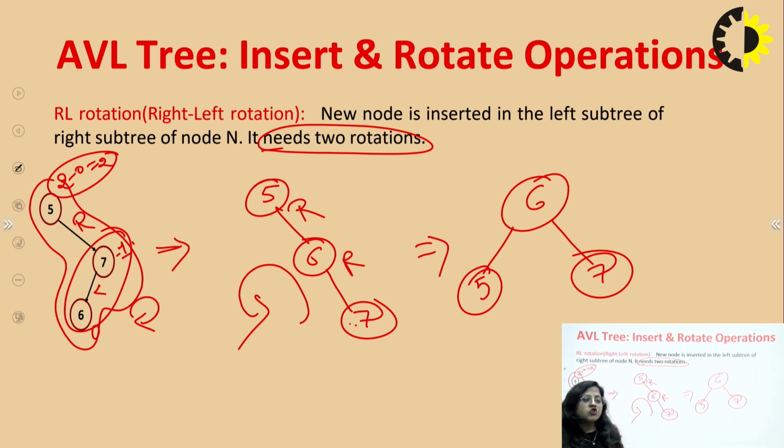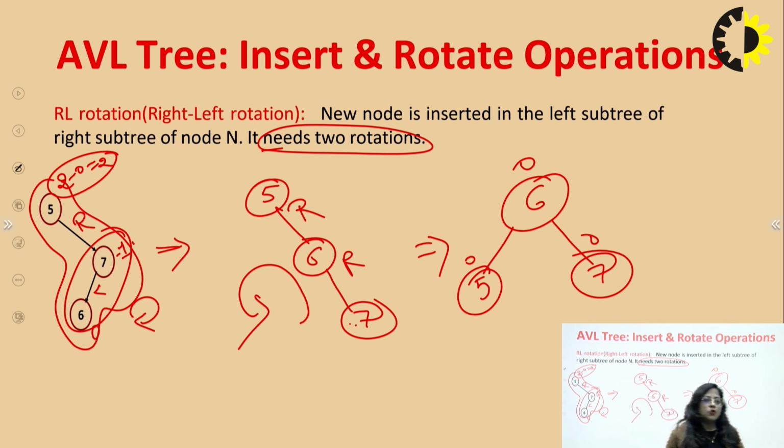Now check these things again. Find the balance factor of each node. Same, 5 and 7 are leaf nodes, so the balance factor is always 0 and 0, and 6 has the same height on both sides. Height of right subtree minus height of left subtree, it means 1 minus 1, so it also becomes 0. So here these 4 types of rotations are required: LL rotation, RR rotation, LR rotation and RL rotation.